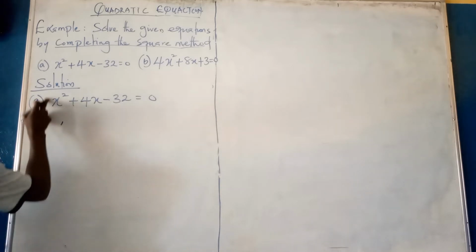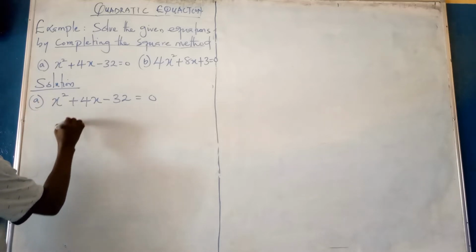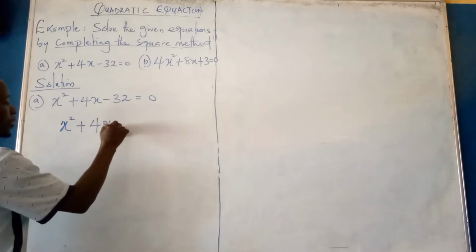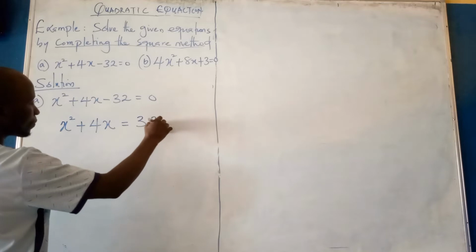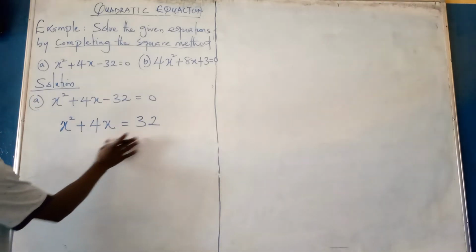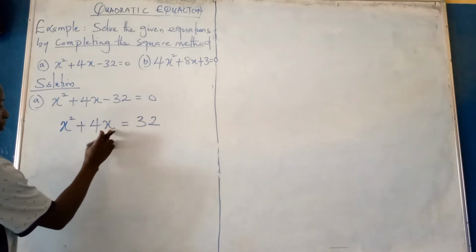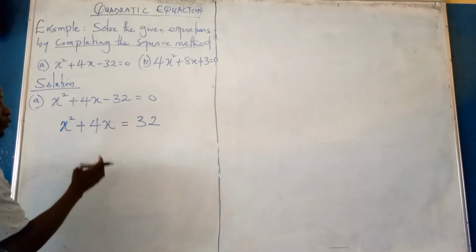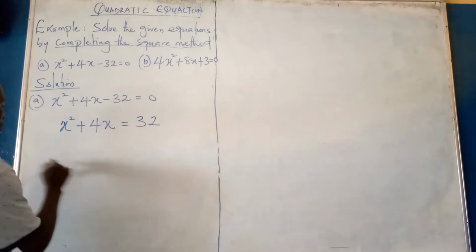After confirming that the coefficient of x squared is unity, we have x squared plus 4x equals 32. Now, our second step is to pick the coefficient of x, multiply by 1 over 2 and square it. Then you add it to the other side too.